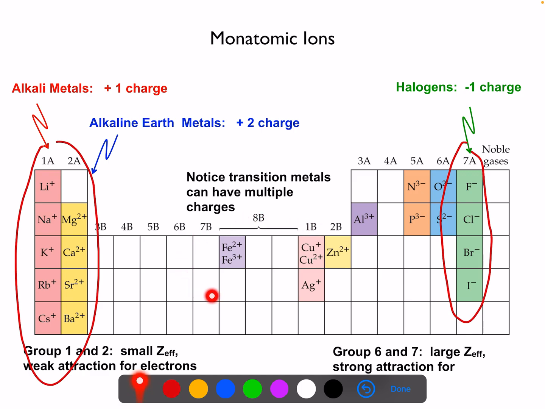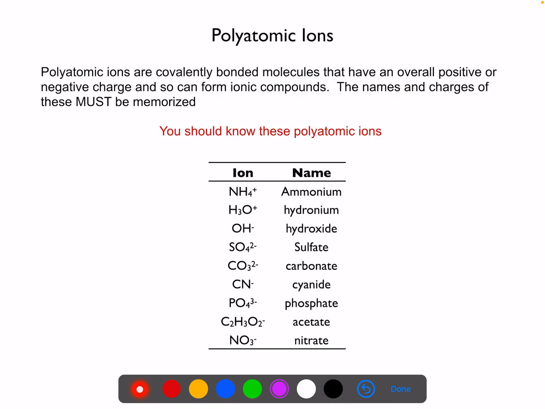The transition metal is going to adopt multiple charges, so that's a little trickier. We can look them up. It is good to know that silver will always have a positive 1 charge, though, and aluminum is typically positive 3.